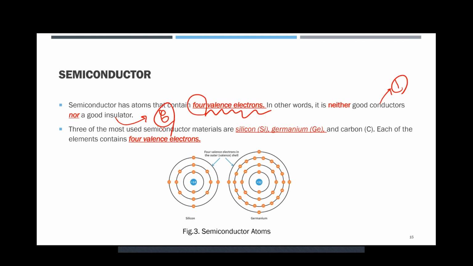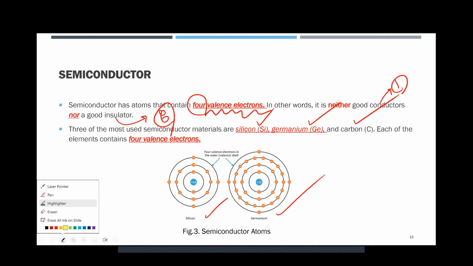The three most popular semiconductor materials are silicon, germanium, and carbon. From this figure, we can see the valence shell, which means the outermost shell. The outermost valence shell has four electrons in silicon, and germanium also has four.